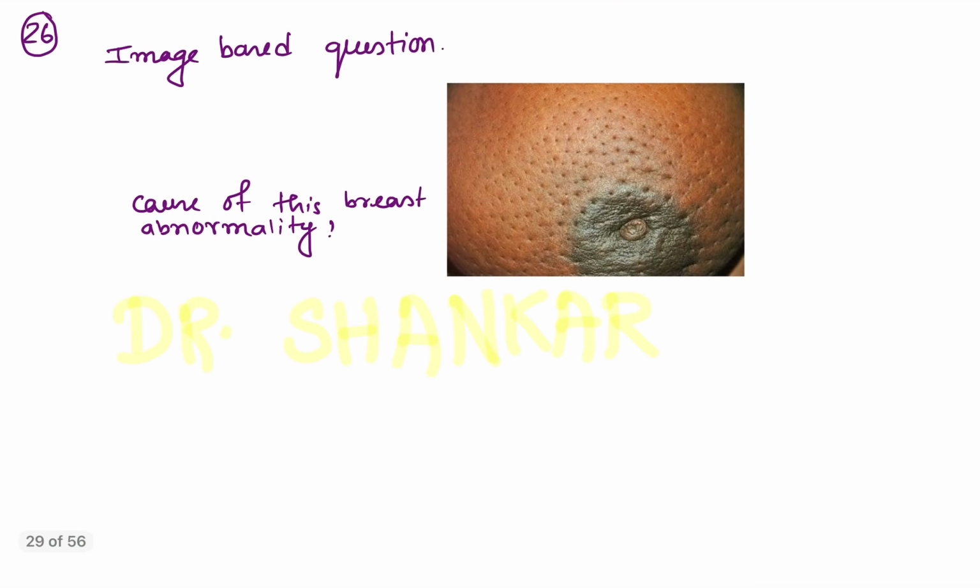Coming to question number 26, an image based question. As all of you know, this is a very popular image, the peau d'orange appearance, or orange peel appearance. See, the skin looks like the skin of an orange, so that's why this is known as orange peel appearance or peau d'orange appearance. This is seen in patients with breast carcinoma.